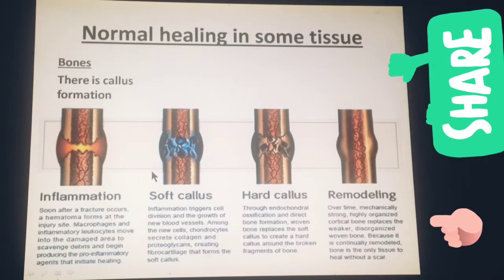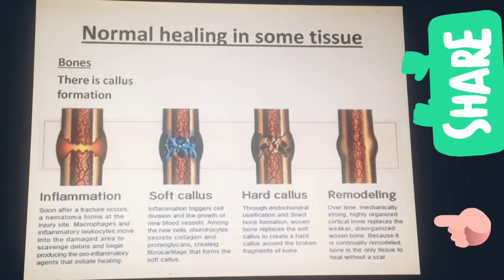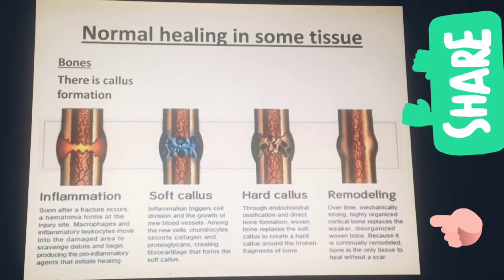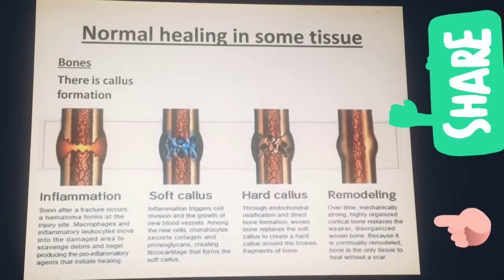In this, what happens is the inflammation triggers cell division and growth of the new blood vessels. Among the new blood vessels are chondrocytes that secrete collagen and proteoglycans, creating fibrocartilage that forms the soft callus. After some time, hard callus forms. This forms through endochondral ossification and direct bone formation. The woven bone replaces the soft callus to create a hard callus around the broken fragments of the bone.